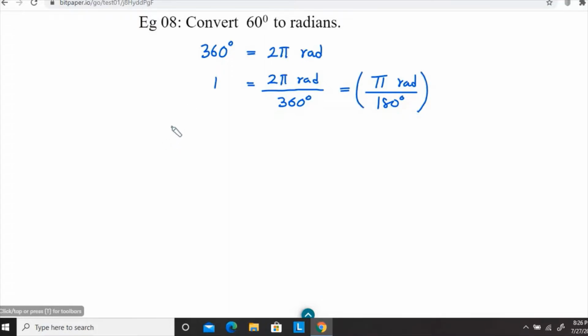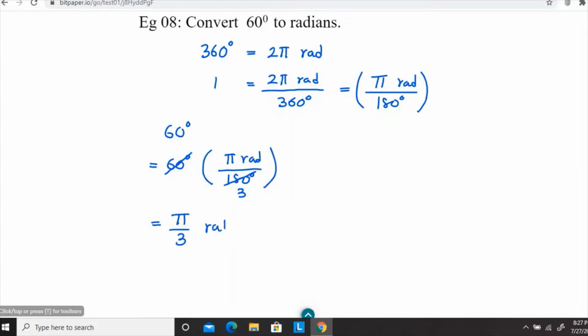So now I need to convert 60 degrees into radians. So I'm going to multiply 60 degrees by the conversion factor, pi radians divided by 180 degrees. So 60 degrees cancels with 180 degrees, giving me a 3 in the denominator. As a result, 60 degrees is equal to pi over 3 radians. So that's how you convert 60 degrees into its radian value.